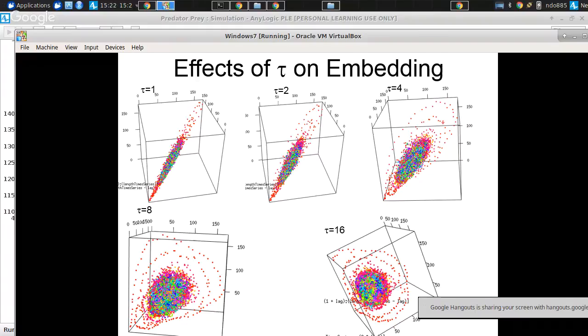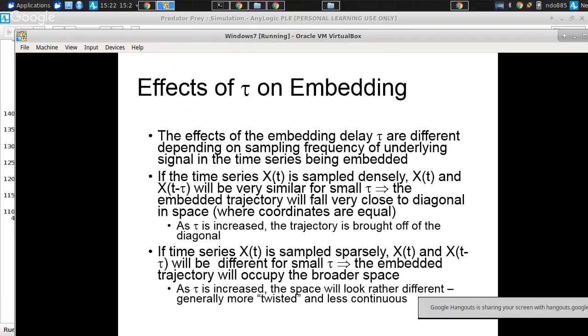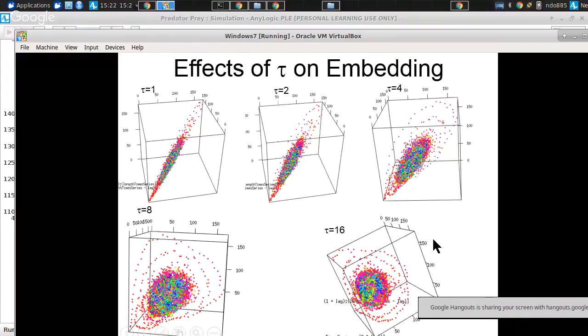And so if we're sampling from a system very frequently, we're frequently going to get the case that y of t, y of t minus 1 and y of t minus 2 will be at the same coordinates. But if we use tau equal to 2, we'll start to expand that. There's a bigger chance that those will be different. Tau equal 4, tau equal 8, tau equal 16.